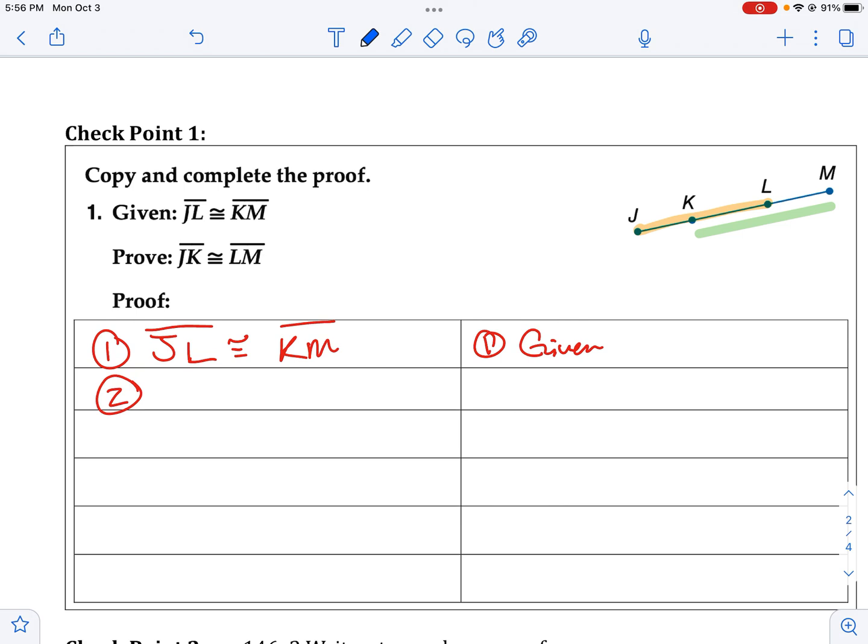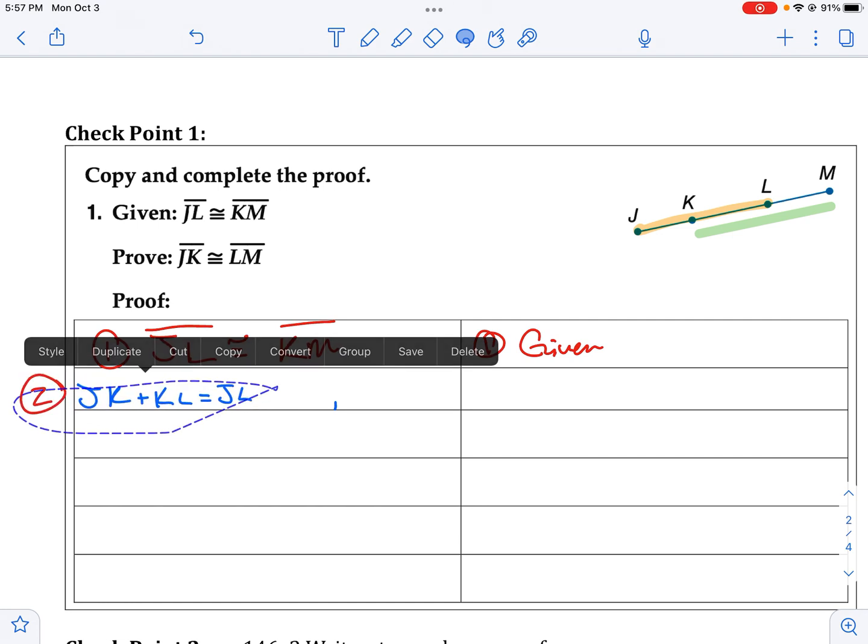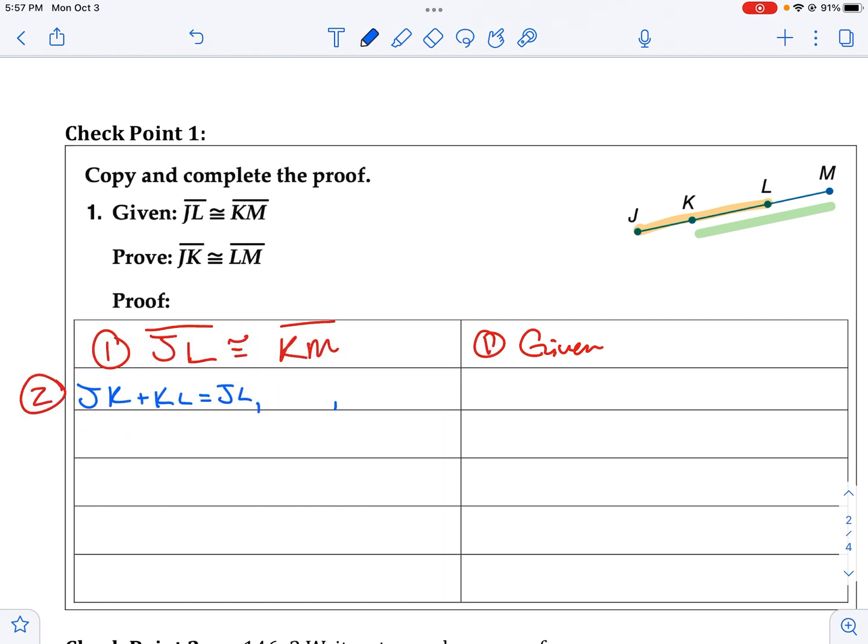So first thing is still always the givens. Then I'm going to check out my segment addition postulate, and see if I can do anything there. JK plus KL equals JL. And then I have, let me move that over, KL plus LM equals KM, by my segment addition postulate.